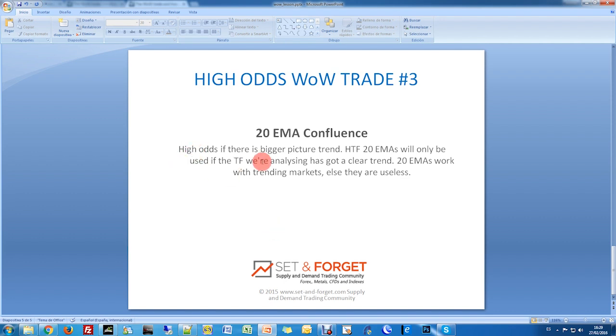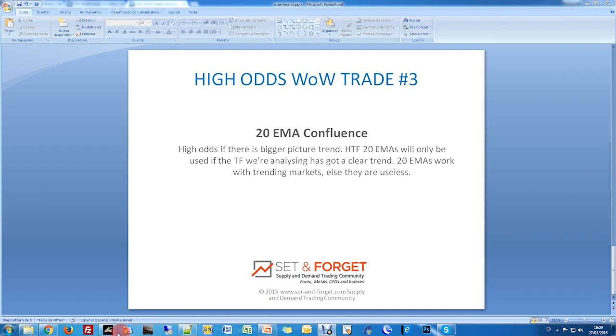High odds, if there is a bigger picture trend. Higher time frame 20 EMAs will only be used if the time frame we are analyzing has got a clear trend. 20 EMAs work with trending markets, else they are useless. We don't use it as confluences for that. If it is flat and doing nothing, we don't care about it. We have to have a trending market, a sloping EMA.